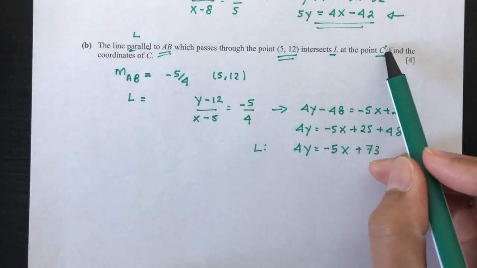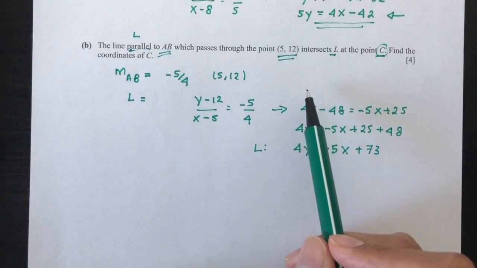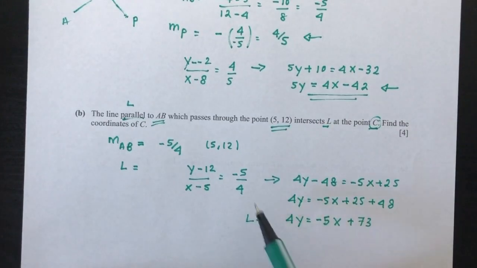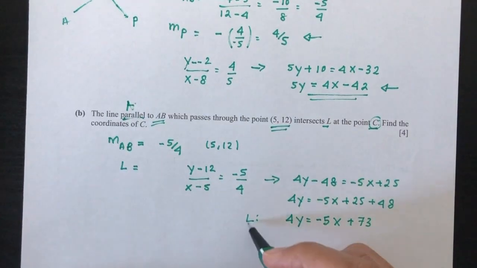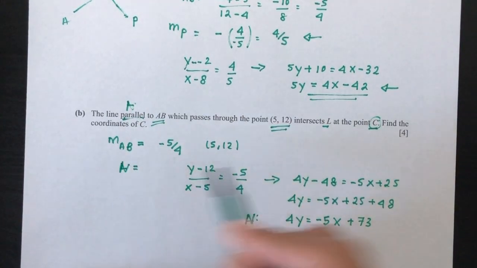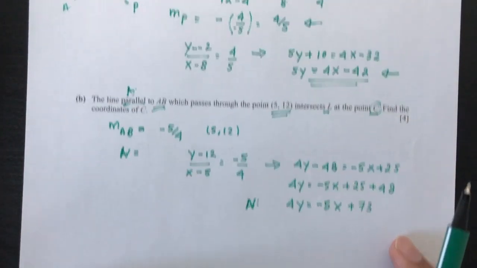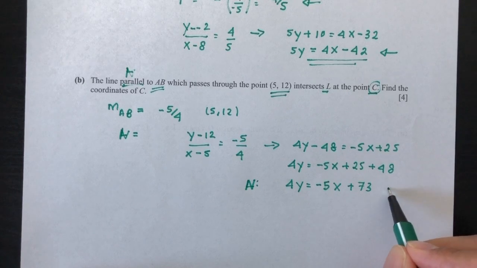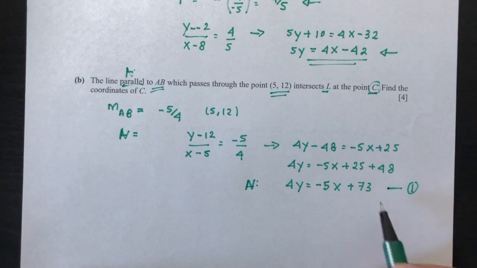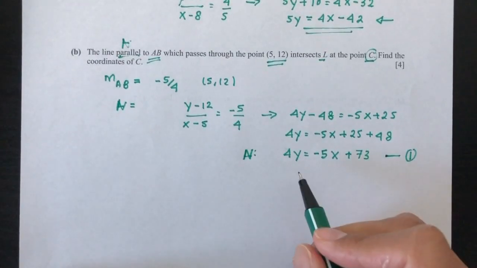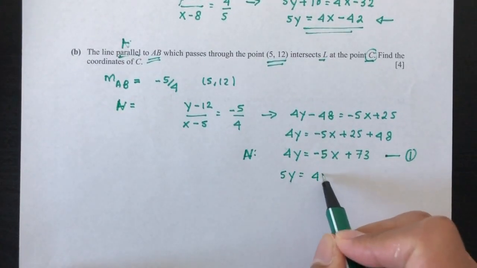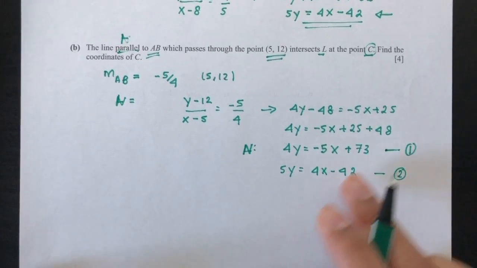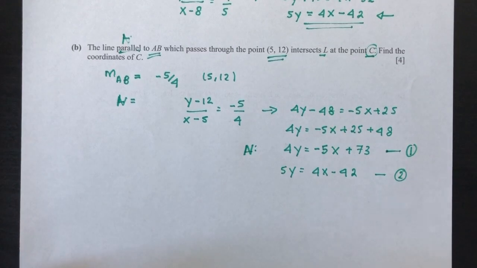Now we are trying to find the point C where the line L intersects. Oh, I see. We cannot give it the same name. Let's give this line the name of N. The line N intersects the L. L is this line. So we have to solve those two simultaneously. Now we have 2 equations. This is the first equation, and this is the other equation, which is 5y equal to 4x minus 42. That's my second equation. So we have to solve them simultaneously to find this point C.